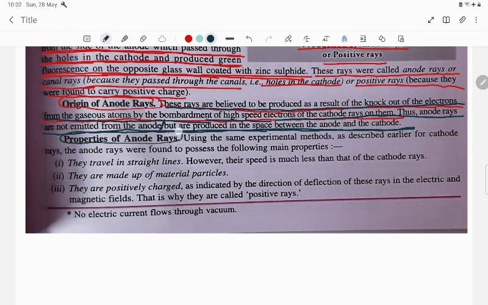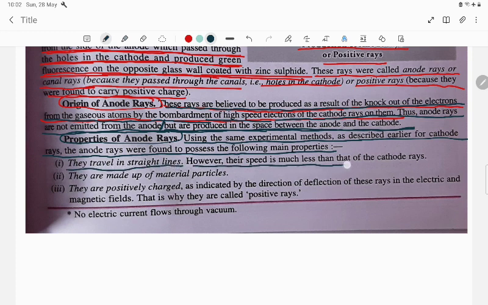Now, properties of anode rays. Using experimental methods described earlier for the cathode rays, the anode rays were found to possess the following main properties. They travel in a straight line, however their speed is much less than the cathode rays. They are made up of material particles. They are positively charged, as indicated by the direction of deflection of these rays in an electric and magnetic field. That is why these rays are called positive rays.